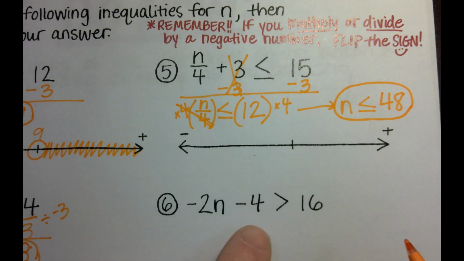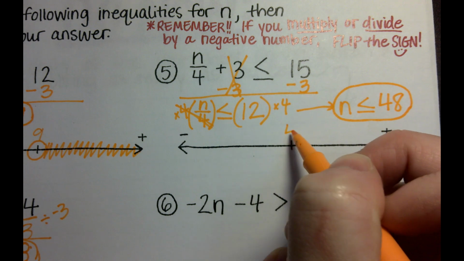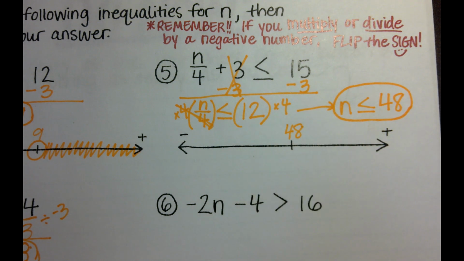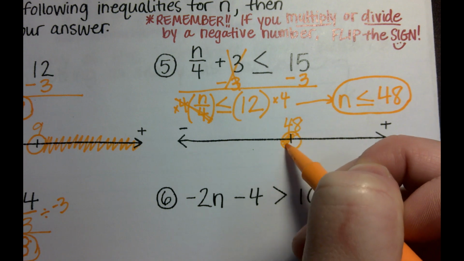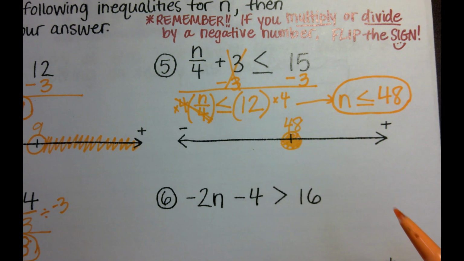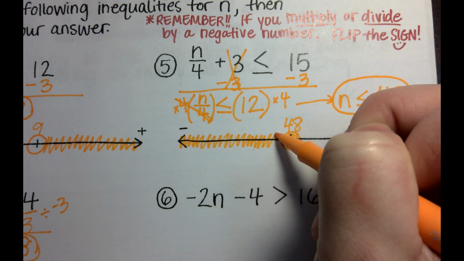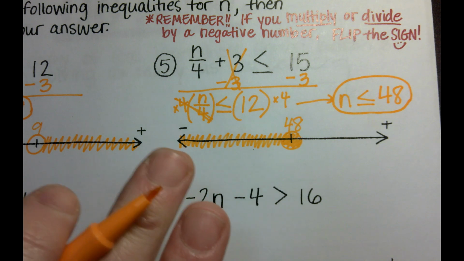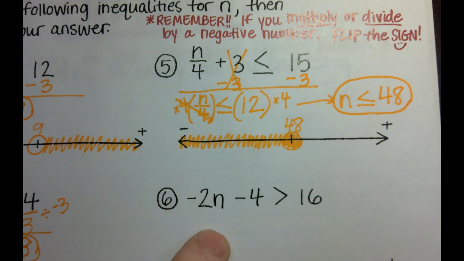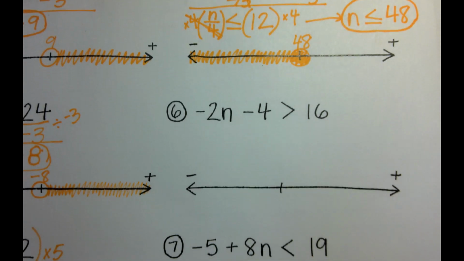So let's draw our graph. The number 48 goes on the tick mark. Open or closed circle? Closed. Good. And shade to the left or the right? Left, towards the negatives, towards the minus. Very good. Any questions on number 5? Let's go ahead to number 6.